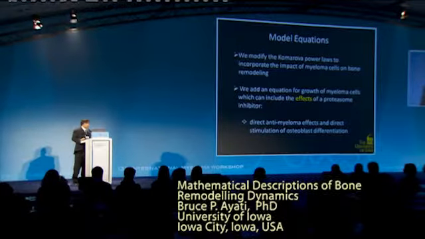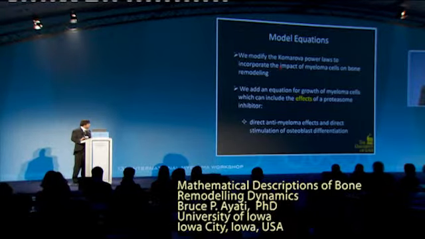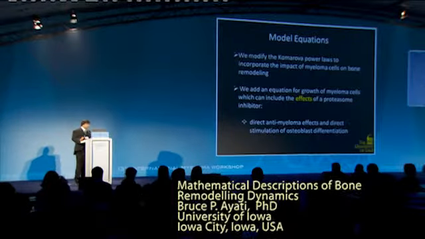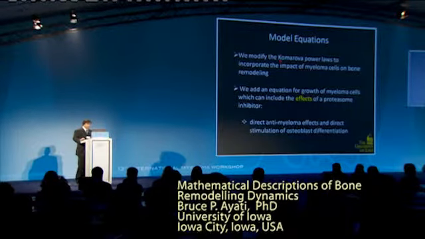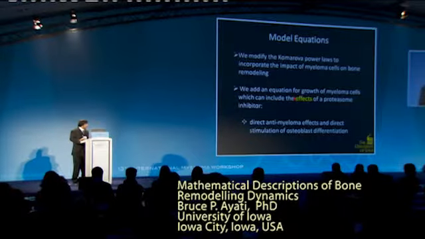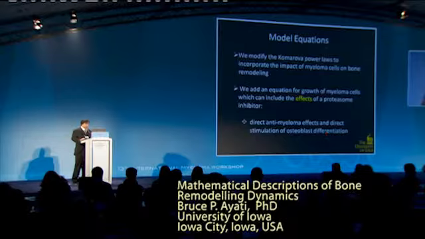So to summarize what we did, we took those Komarova power laws and we modified them with a tumor term. The system still has cell signaling, it's just that there are no individual compartments for the cell signaling. Rather, the cell growth and decay equations are modified by these factors. Because in a normal bone remodeling situation we wouldn't have myeloma cells, we add an equation for growth in myeloma cells, which can include the effects of a proteasome inhibitor. And the word effects is highlighted for a reason. Again, it's the function rather than the description that's important. So what's a proteasome inhibitor to a mathematician? Something that has direct anti-myeloma effects and direct stimulation of osteoblast differentiation.